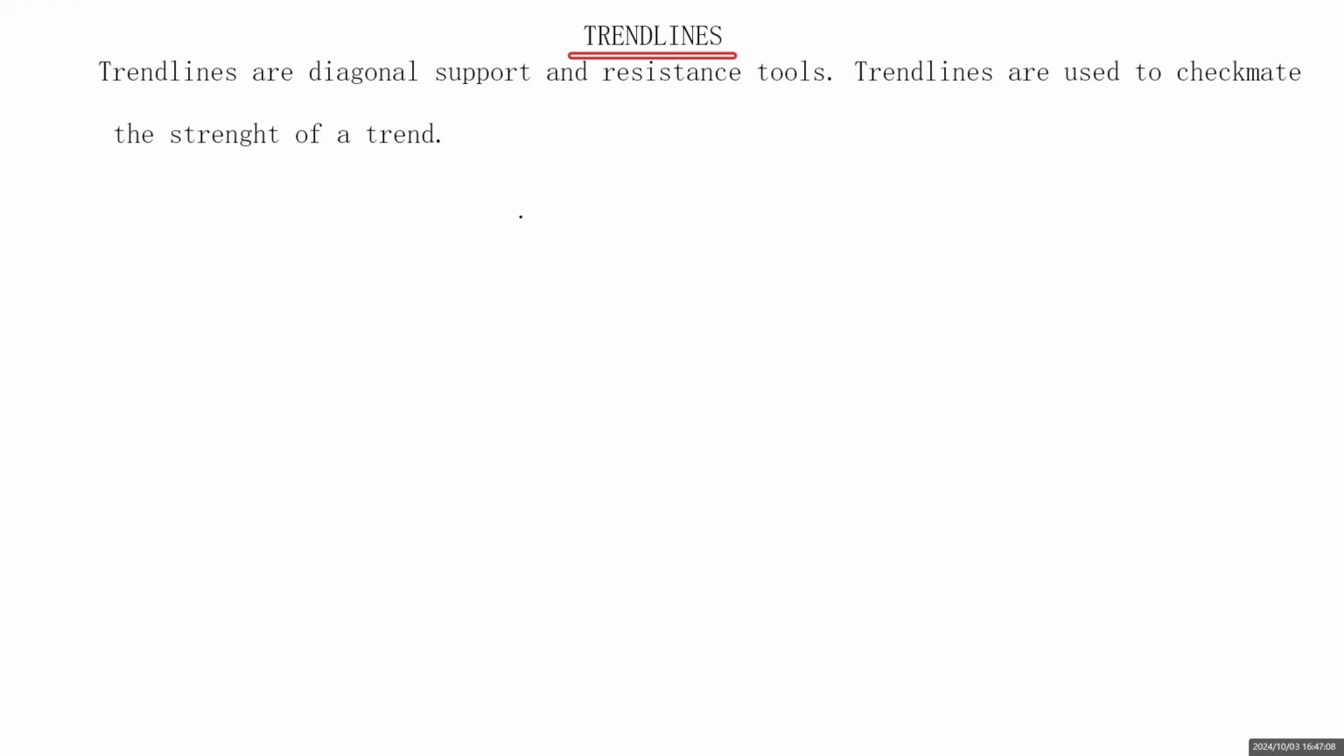So we are going to go next to talking about the types of trend lines. Let's write that out: the types of trend lines. It's important to note that we have two types of trend lines. That is, we have the ascending trend line and we have the descending trend line. Let's also write that out.